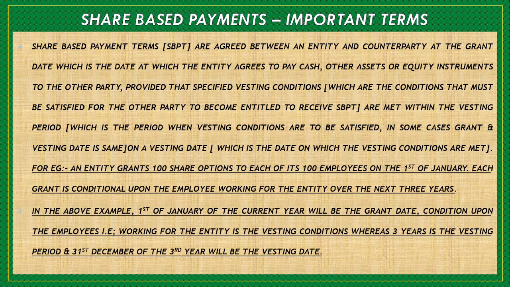In the above example, 1st of January of the current year will be the grant date. The condition that the employee is working for the entity is the vesting condition, whereas 3 years is the vesting period, and 31st December of the third year will be the vesting date.